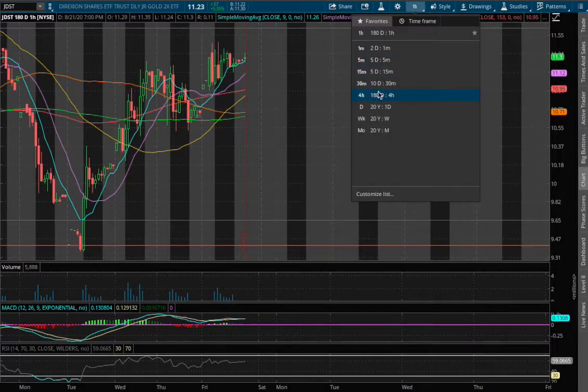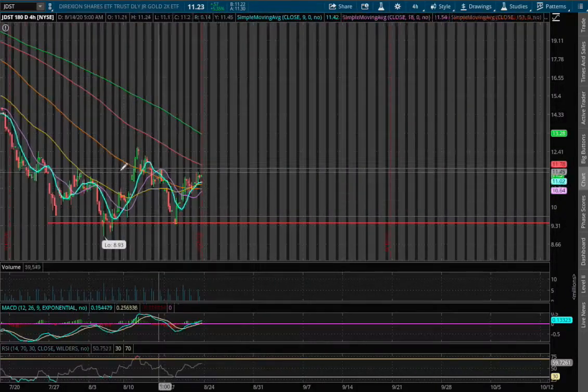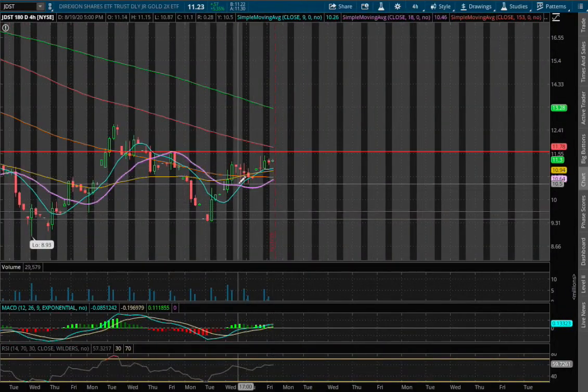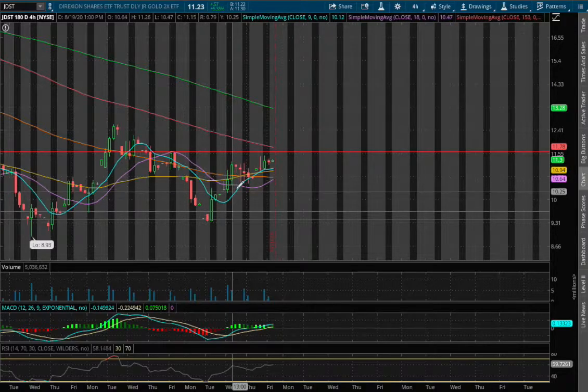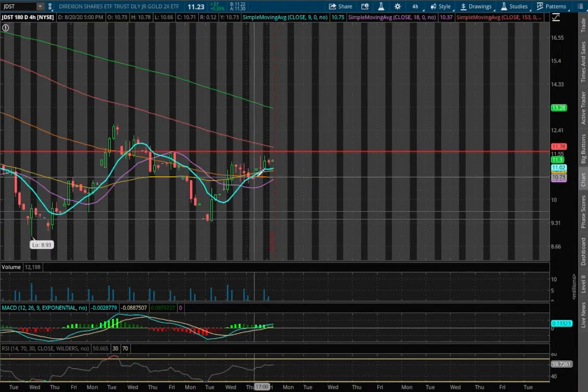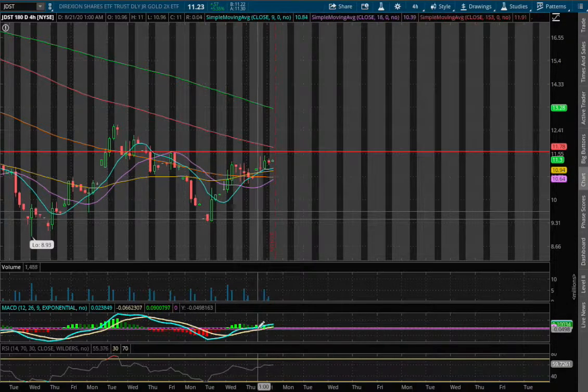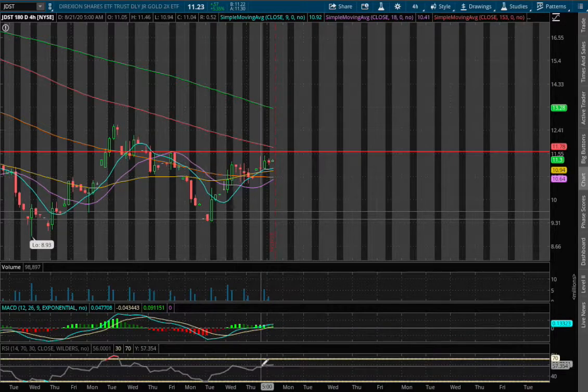If we expand that further onto the 4 hour chart, we start to see a convergence. The 9 moving average converges onto the 18, 50, and 100 moving averages. We also have an approach to positive MACD, and we're not near overbought on the RSI.